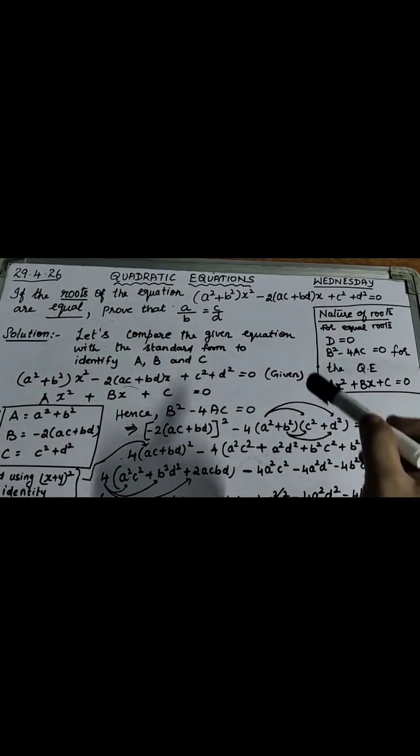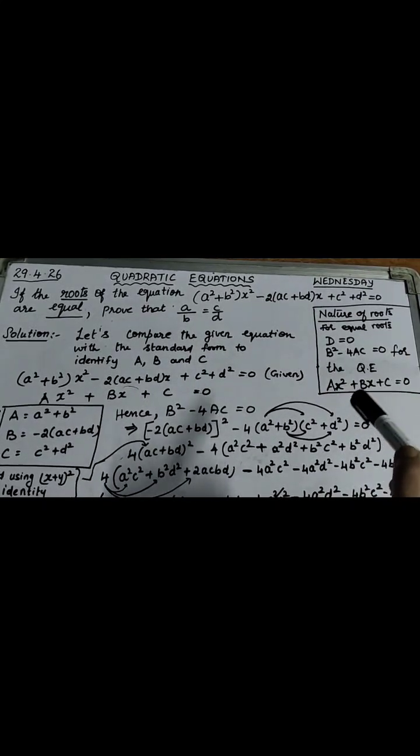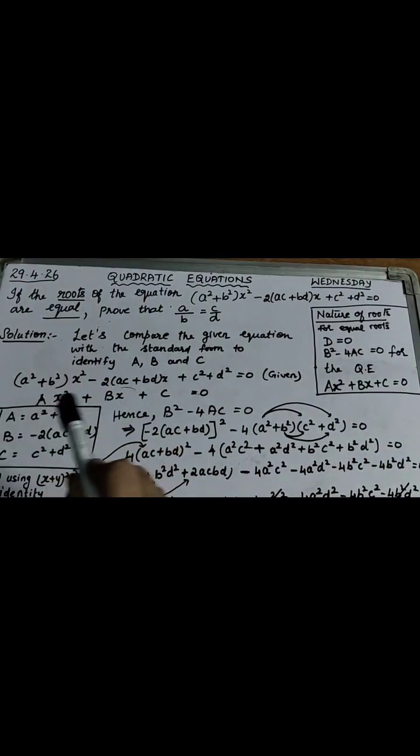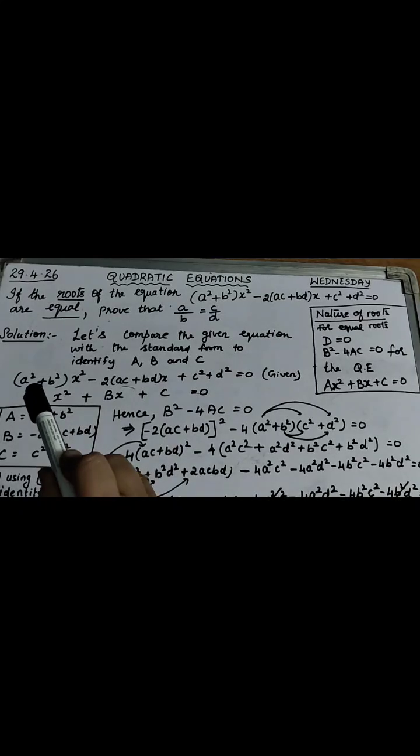I have used the capital letters A, B and C in order not to get confused with the alphabets given in the original problem. So in order to replace b squared minus 4ac in the standard form, we will try to compare the given equation with the standard form. So a squared plus b squared becomes A here. In place of B, we have minus of 2 into ac plus bd, being the coefficient of x in the original equation, and the constant term is c squared plus d squared. So C is replaced by c squared plus d squared.